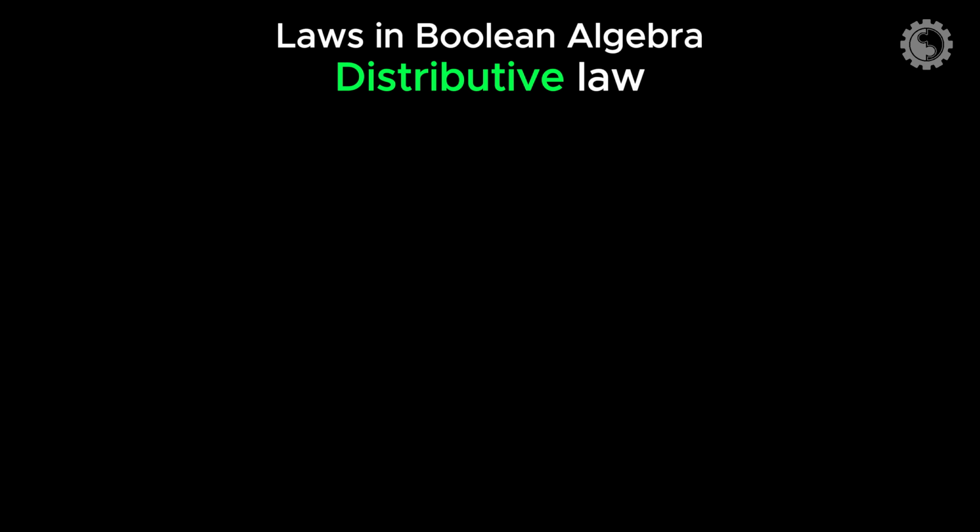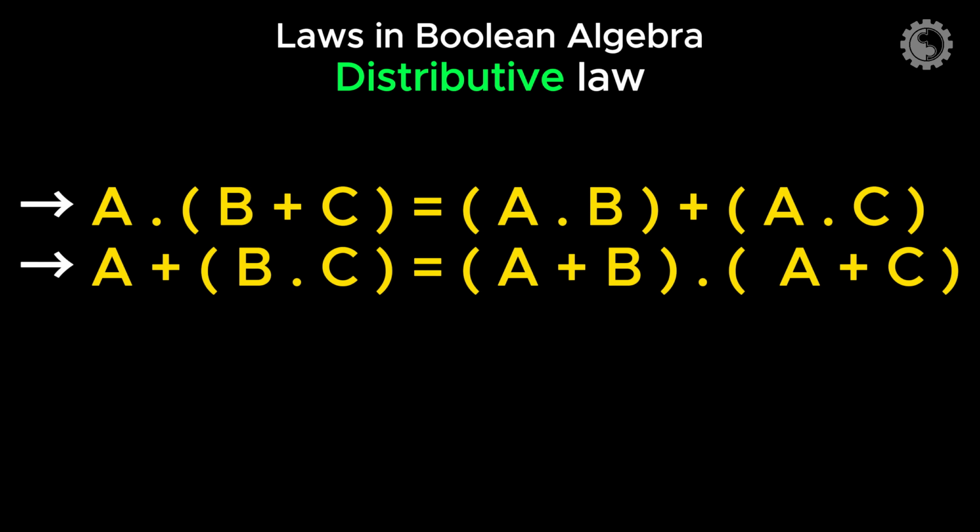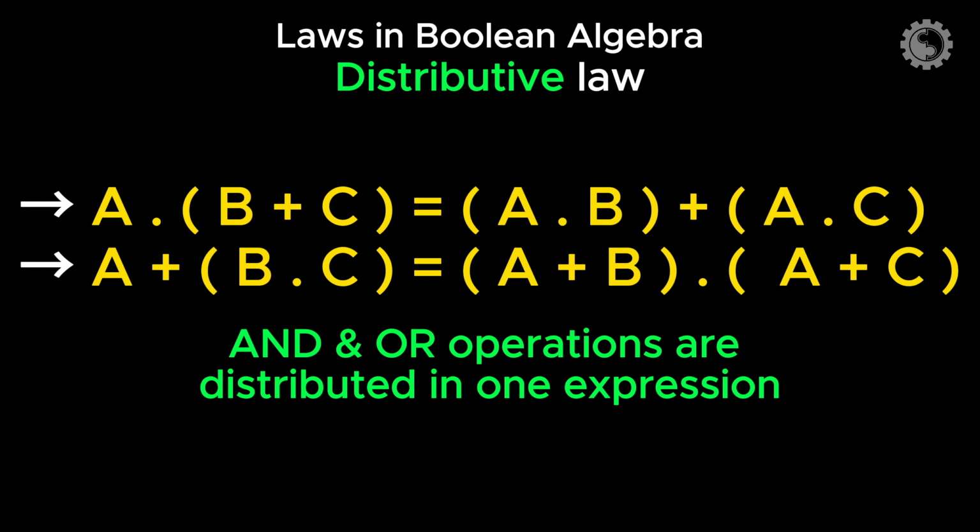The next law is the distributive law. It means that if all the logical operations can be distributed to all the terms present in the Boolean function, then the logical operation is said to be distributive. For this, A dot (B plus C) equals A dot B plus A dot C. A plus (B dot C) equals (A plus B) dot (A plus C). Here the AND and OR operations are distributed in one expression.